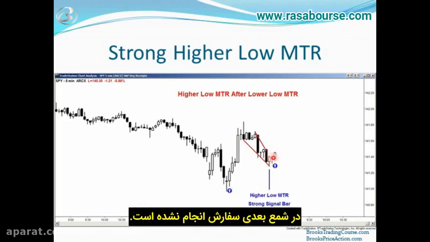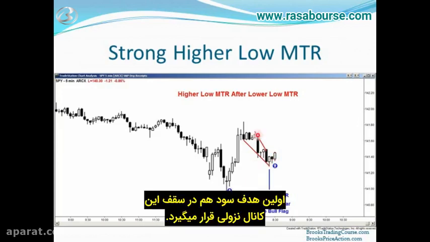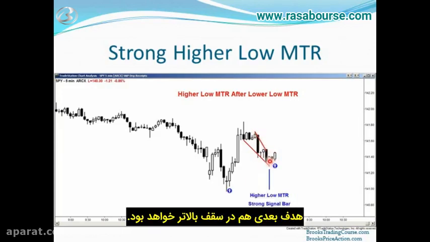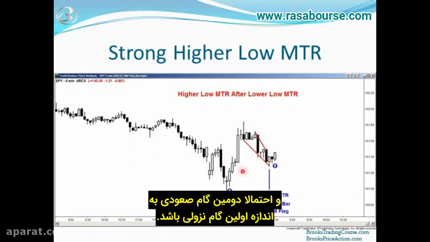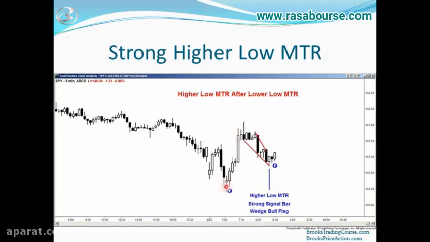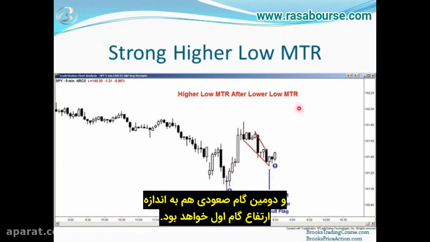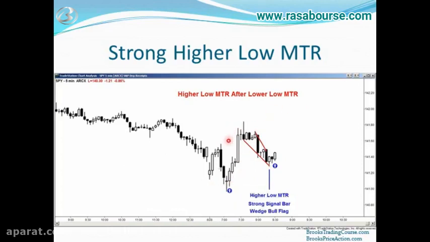I was not filled on this bar, but I would have been filled on this bar. And the new stop is below the low of that strong signal bar. First target would be the top of this channel down. Next target would be a new high of the day. And possibly a leg 1 equals leg 2 measured move up. Leg 1, the bull spike, and then a pullback, and then leg 2 would be a second leg up, about the same length as the first leg up.